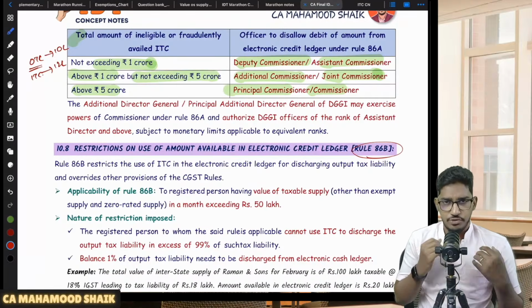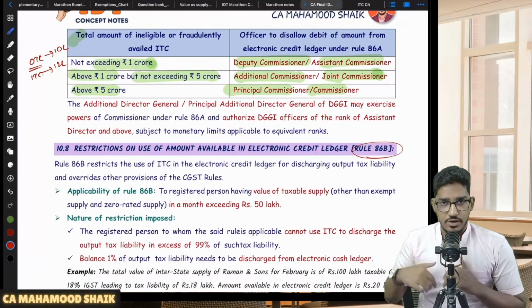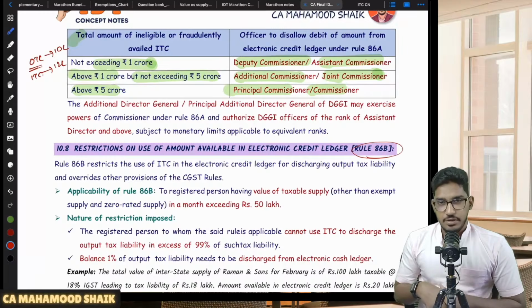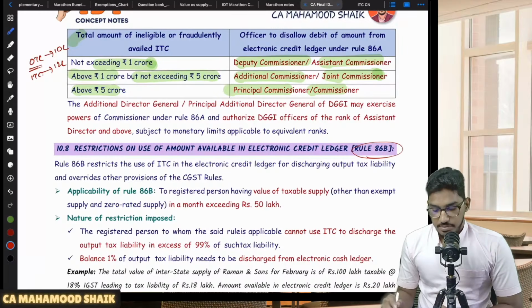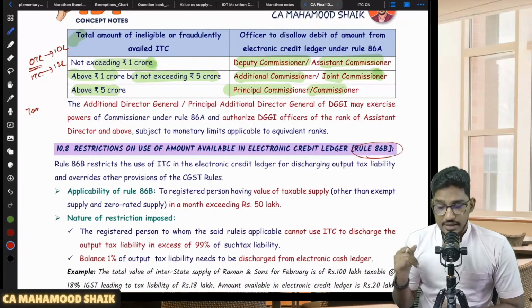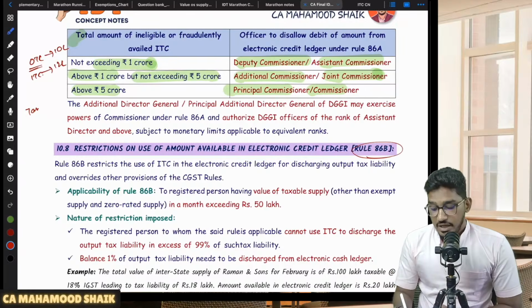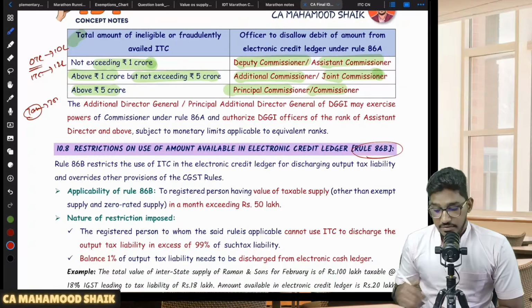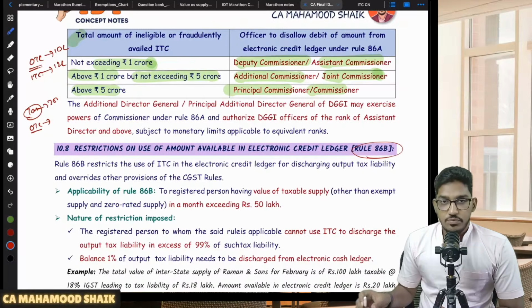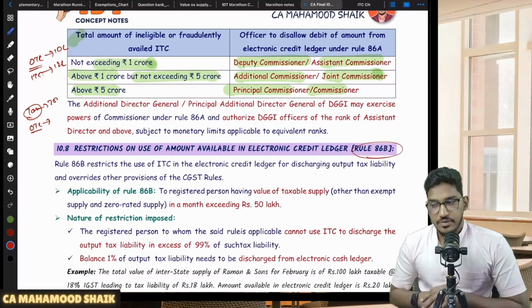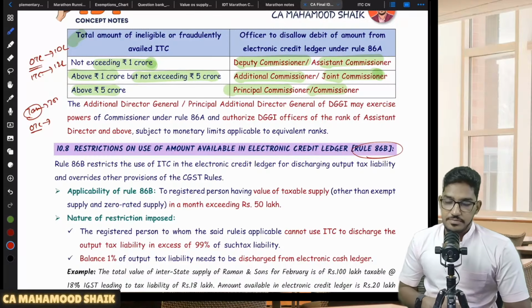No fool will want to pay money from his pocket when there is already ITC available. But the department told, we will notify some persons. If your taxable turnover in a month, other than exempt supplies or zero rated supplies, is greater than 50 lakh rupees, and if you have an output tax liability, even though you have full input tax credit, you can discharge your output tax liability only up to 99% using input tax credit. 1% you have to pay in cash.